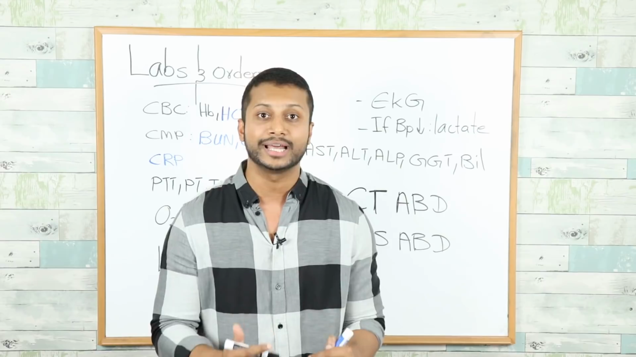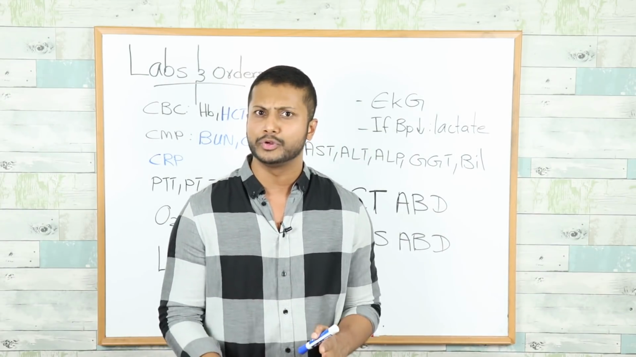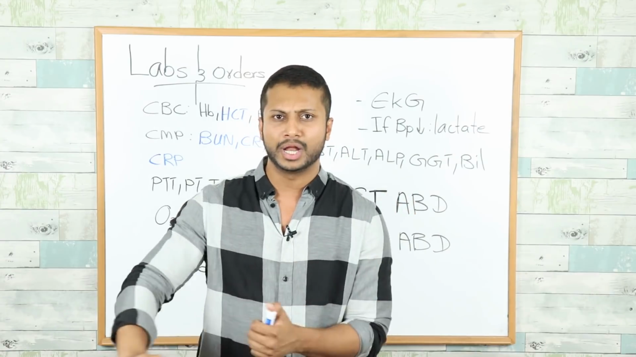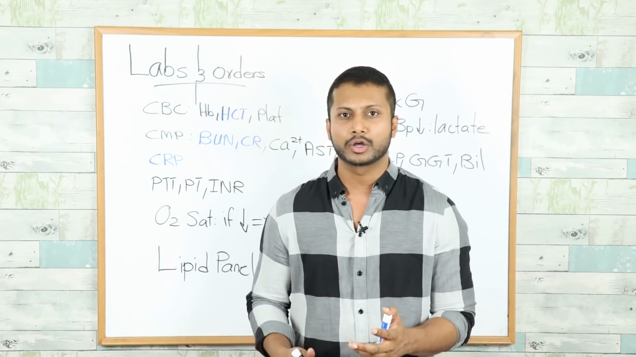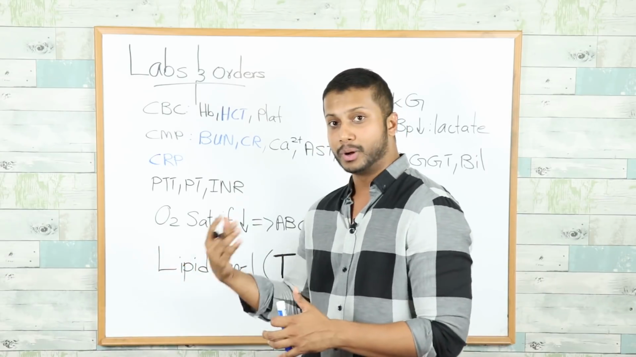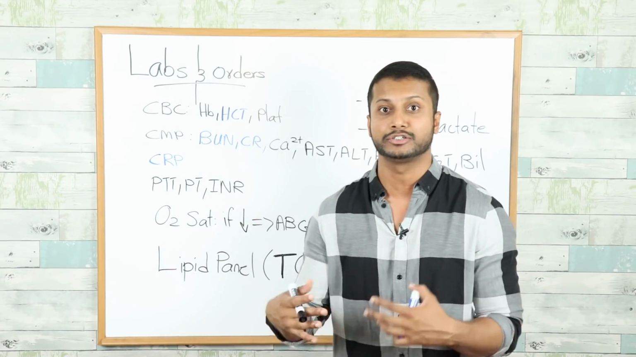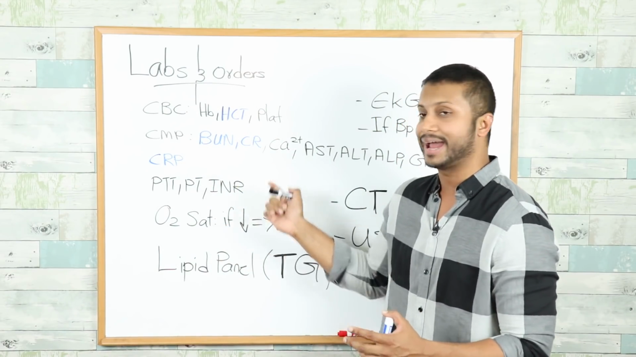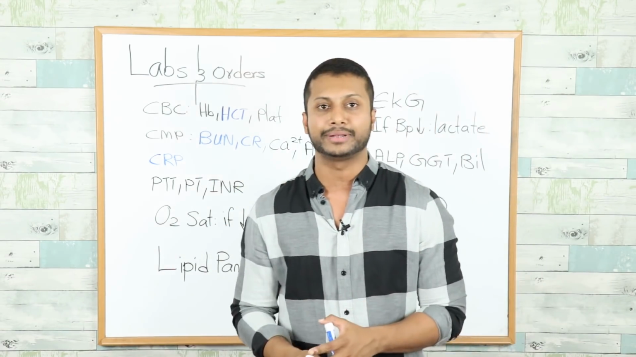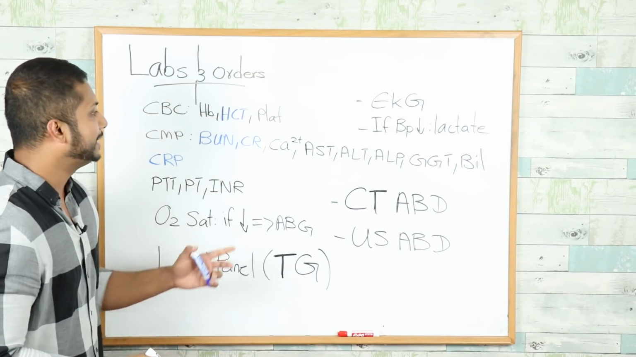Now BUN and creatinine will be going up. The reason is, again, if you have some form of distributive shock and less blood flow to your kidneys, what is it going to cause? It's going to cause some amount of acute kidney injury. And if it's much worse, you can actually have acute tubular necrosis. So BUN and creatinine is a key critical lab test that you are going to do in a patient with acute pancreatitis. Then you got calcium.